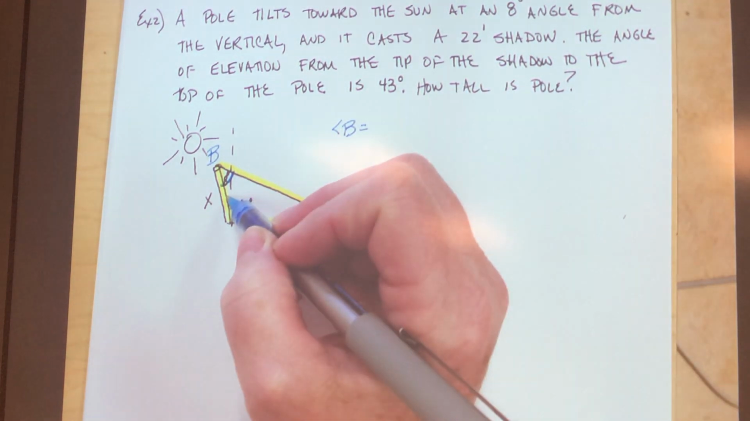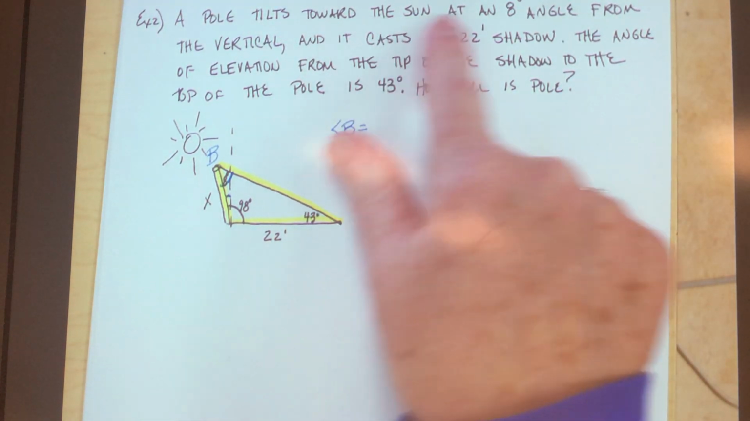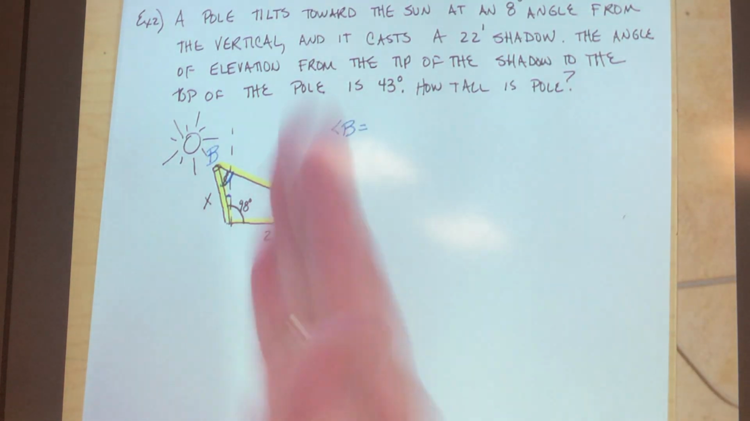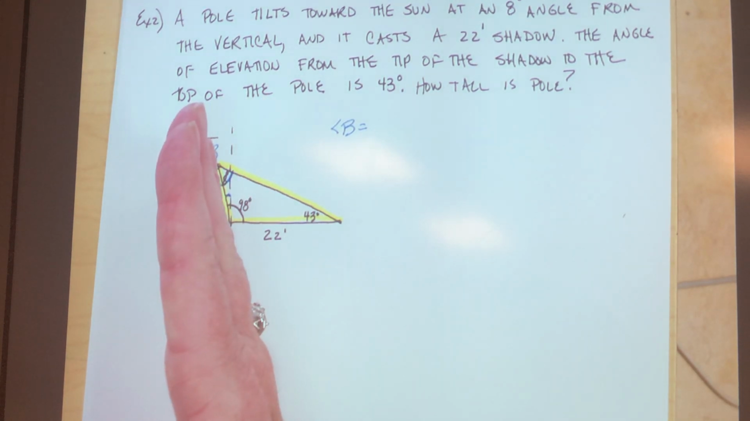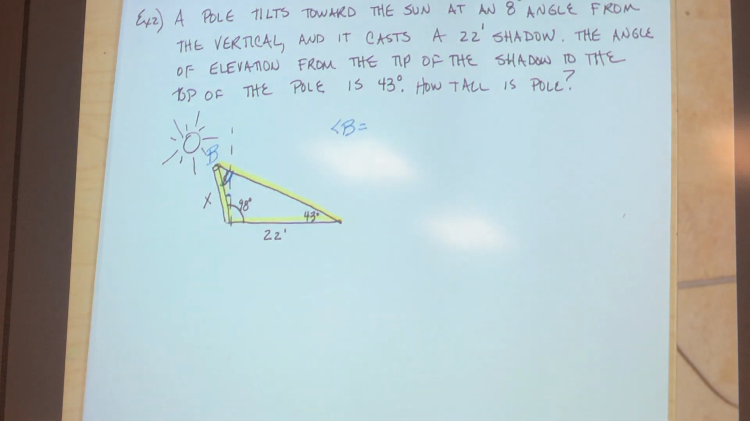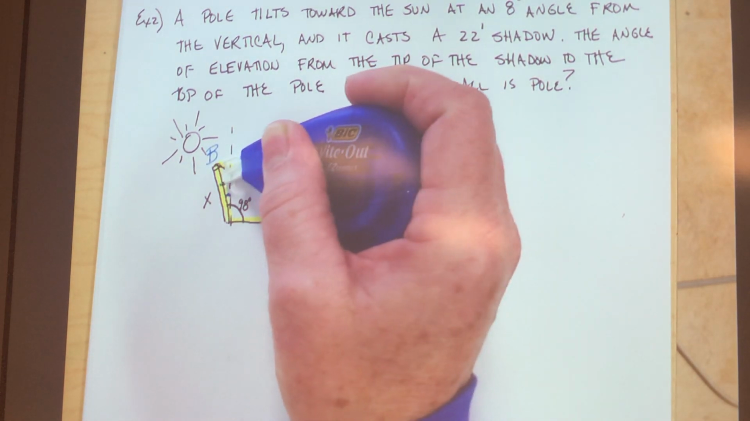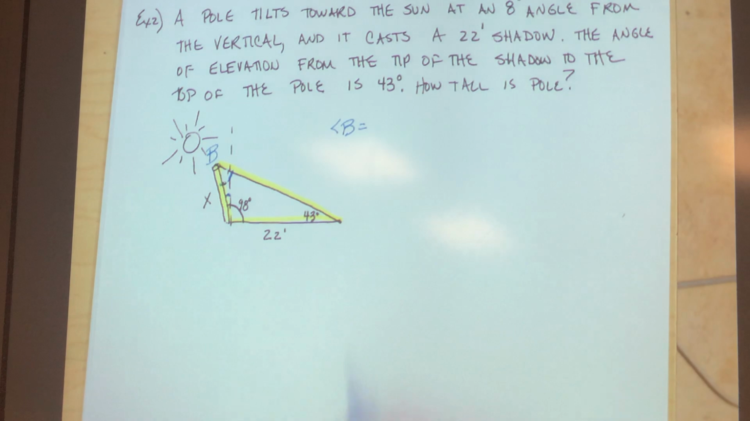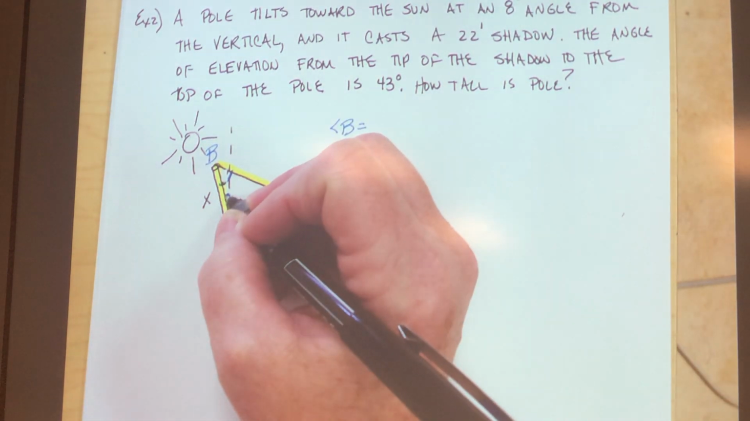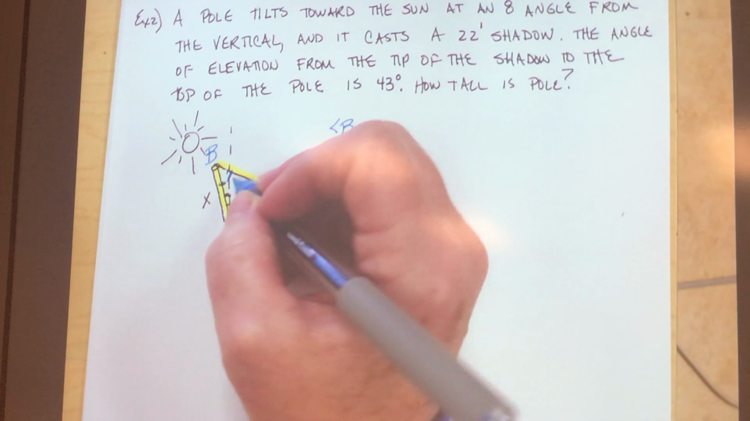The 8 is this little piece right here, guys. It's how far it tilts off the vertical. See what it says? A pole tilts toward the sun at an 8-degree angle from the vertical. So here's my vertical, and it tilts 8 degrees off of that vertical. Actually, I just didn't draw my pole long enough. Okay, this is the 8 degrees right here, but my picture's not big enough for me to write the 8 in there. So this is the angle that I'm trying to find.